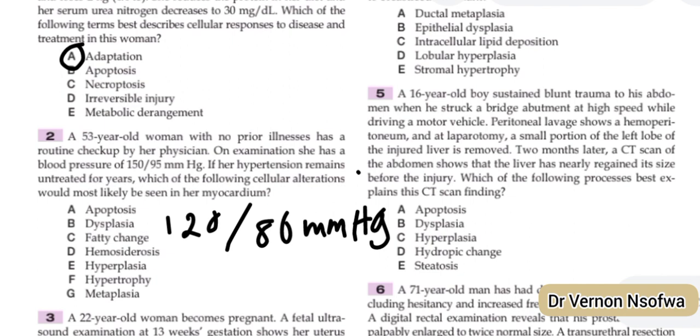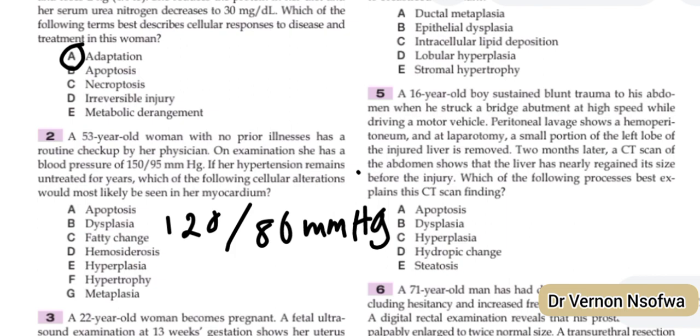And this has an effect on the heart, because what you should know is that the heart is made up of a type of muscle that we call cardiac muscle. There are three types of muscles: smooth muscle, cardiac muscle, and skeletal muscle. So the cardiac muscle is the one that makes up the heart, and cardiac muscle is what we call the myocardium.